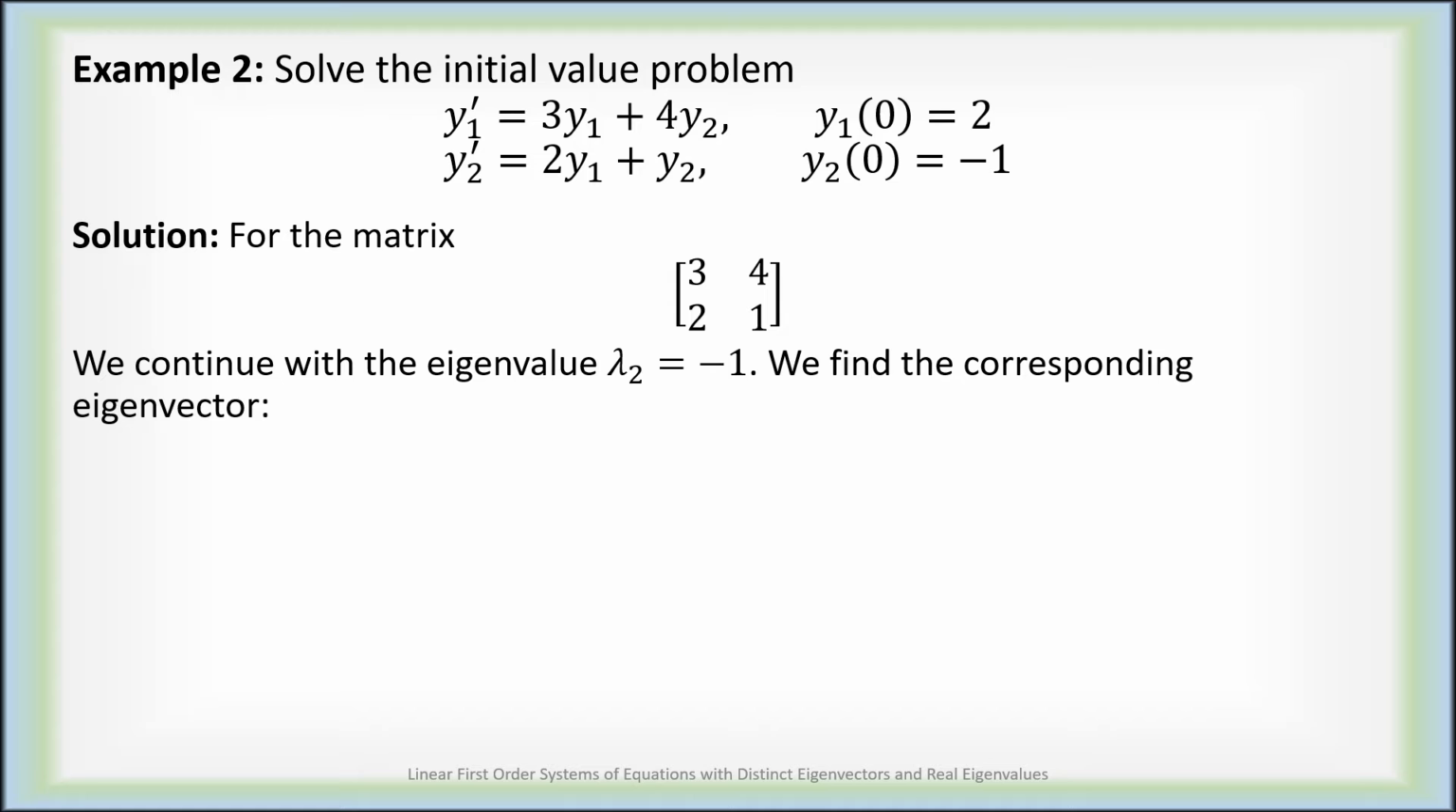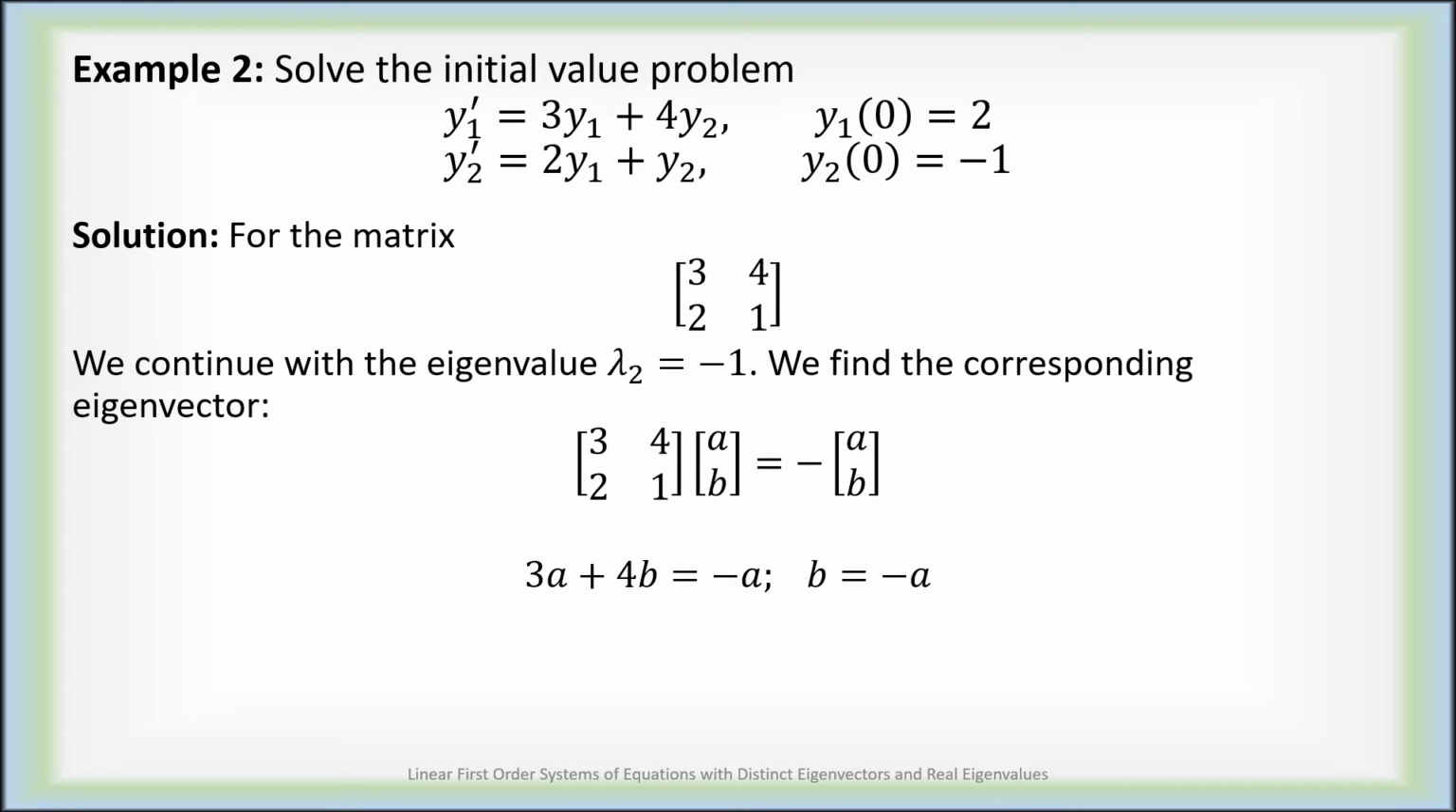There is another eigenvalue to work with, however, of -1. So we go ahead and set up the matrix times an unknown column is -1 times that column. And again, the two rows will give us the same information. Therefore, we just pick one of them to work with, 3a plus 4b equals -a in the top row. Manipulate this and you will solve for b equals -a.